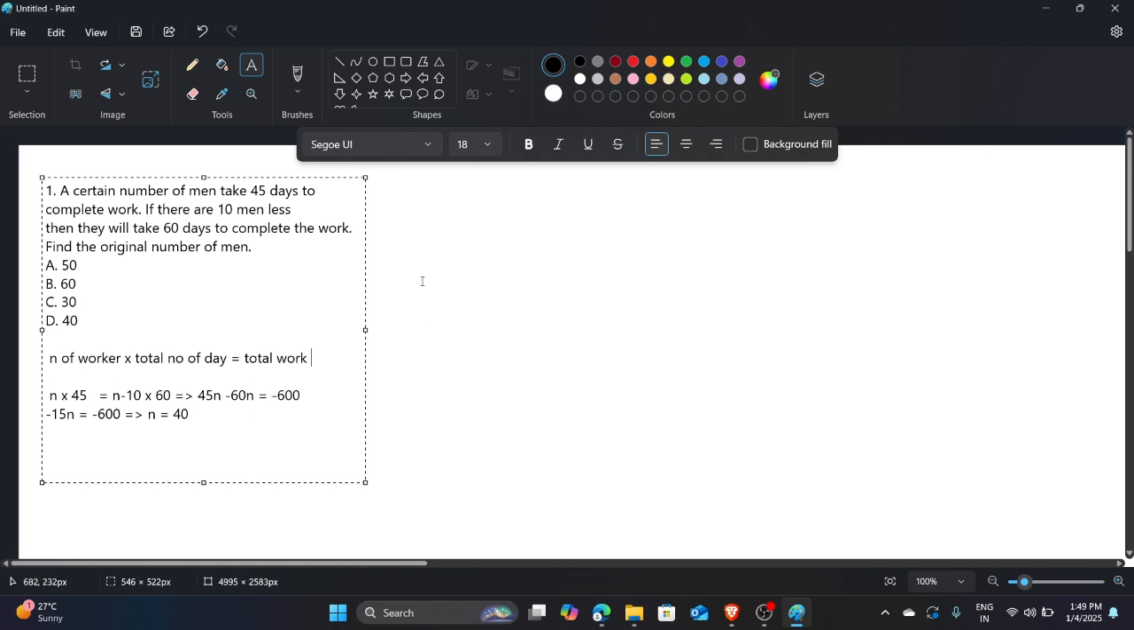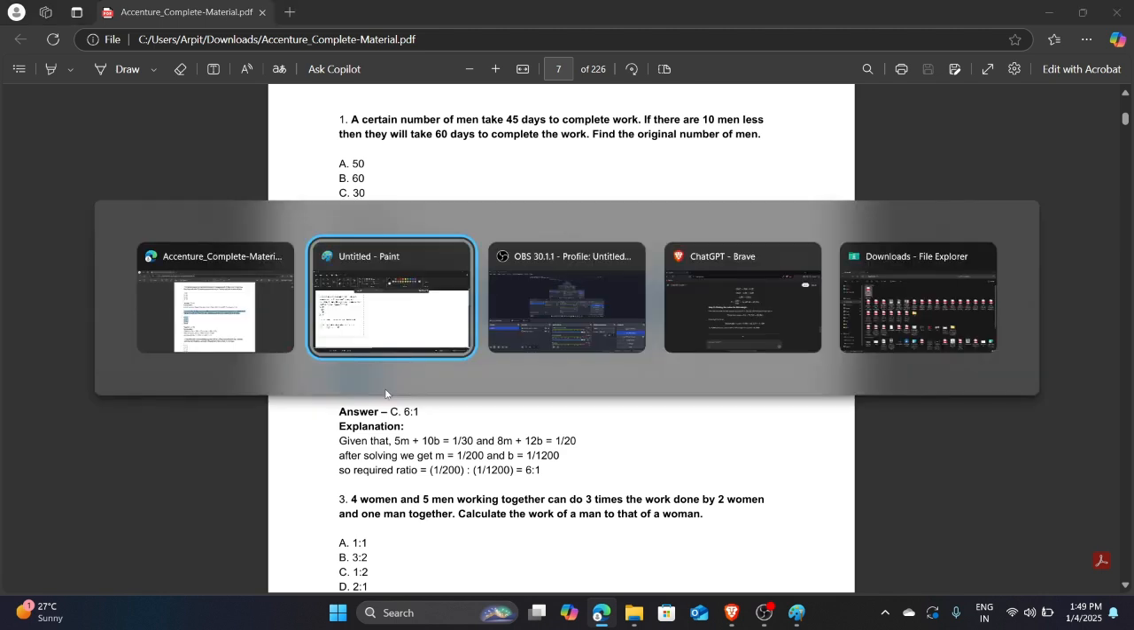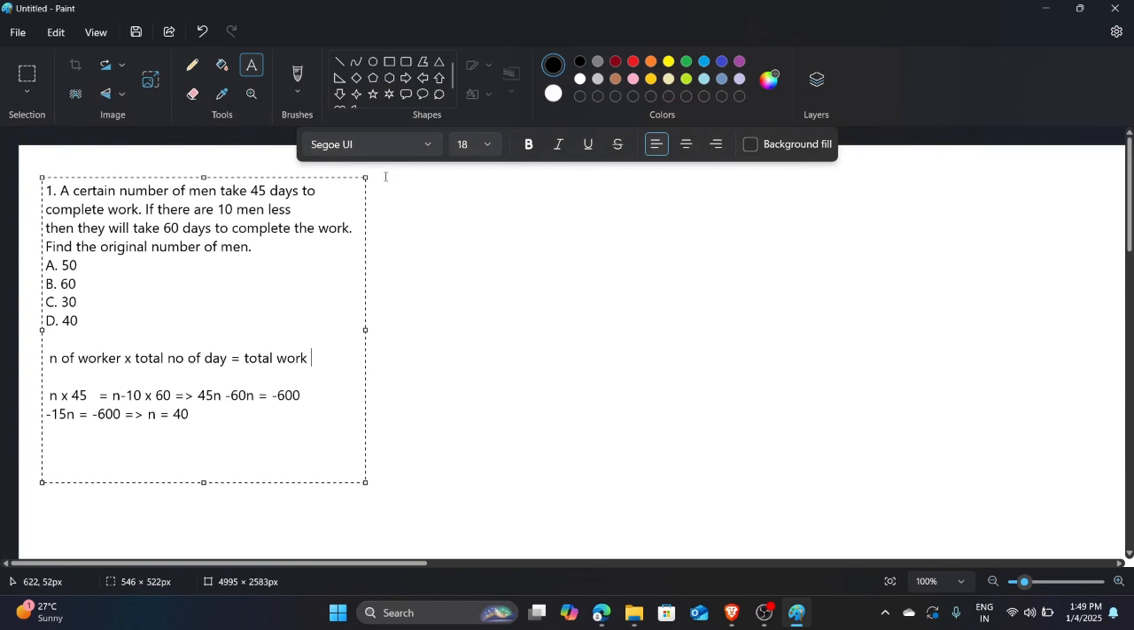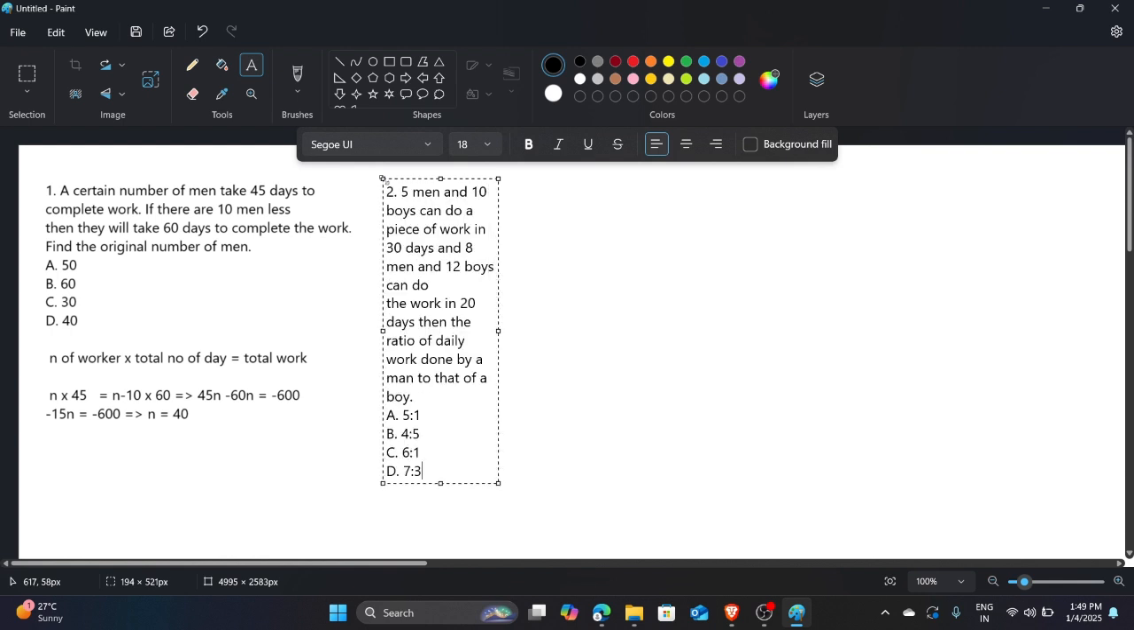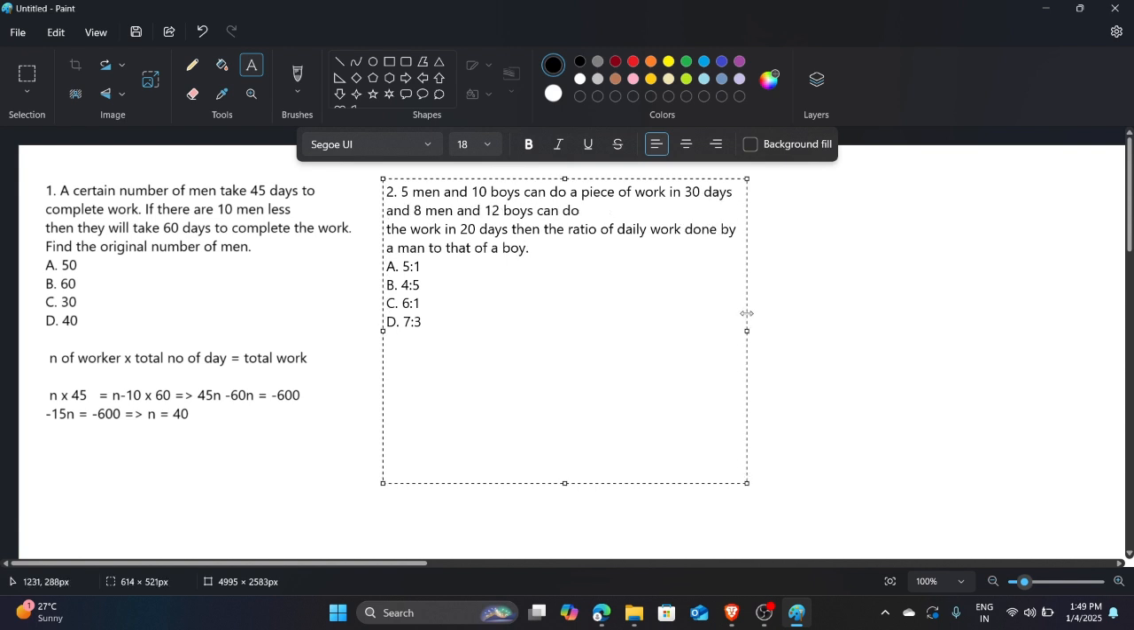Okay. Now we do the next question of Accenture. Yeah. So this is the next question. I'm also doing this question for the first time only. I never tried to do it before. I just took the PDF and here I am solving. Okay, so this is the question.